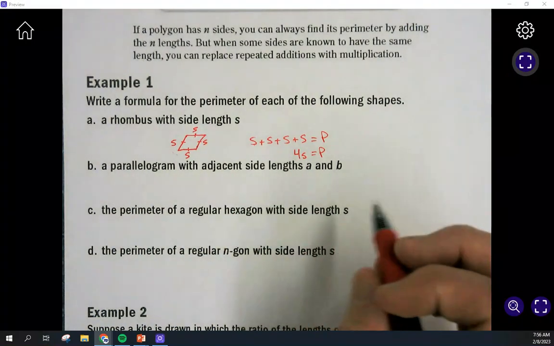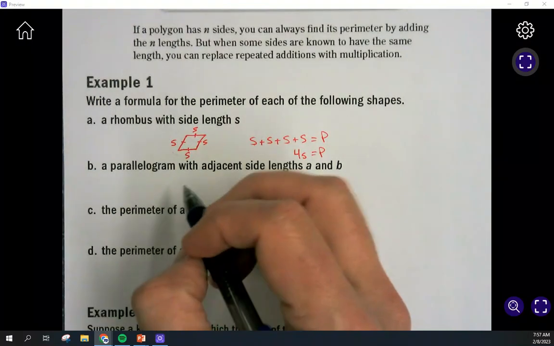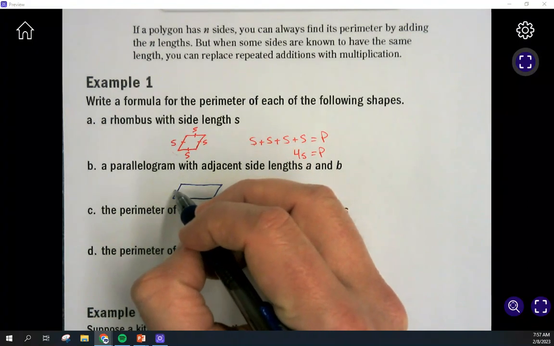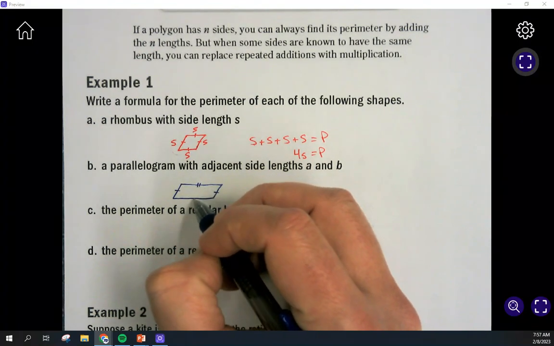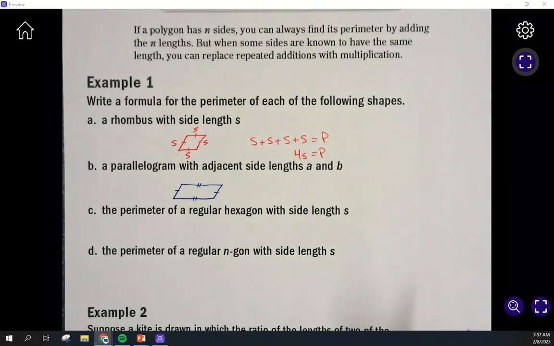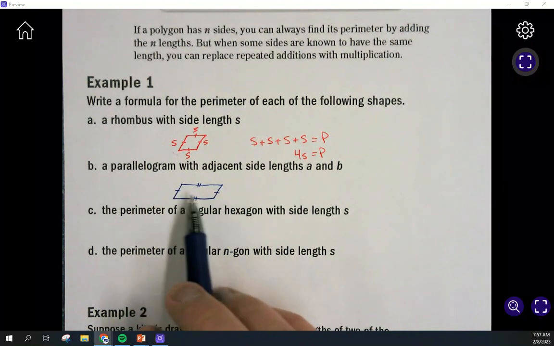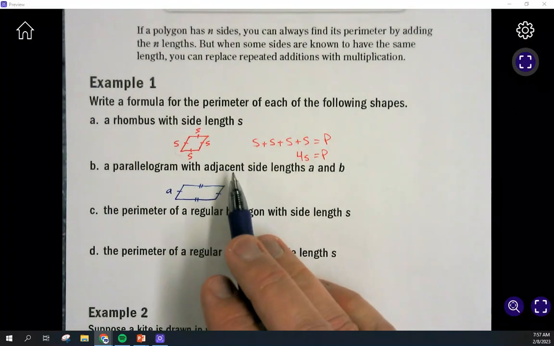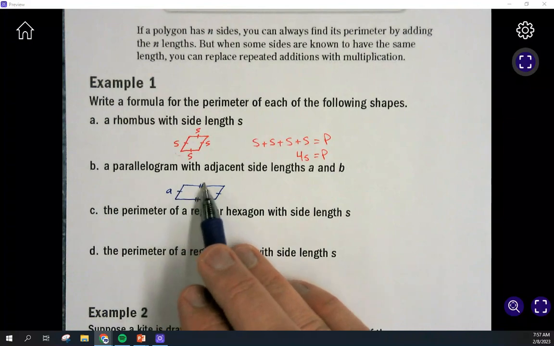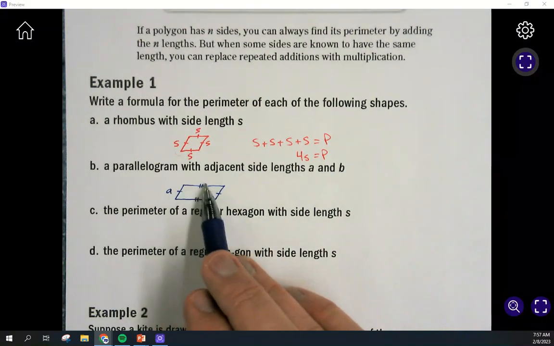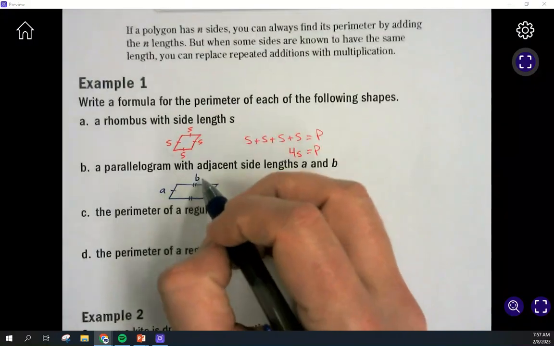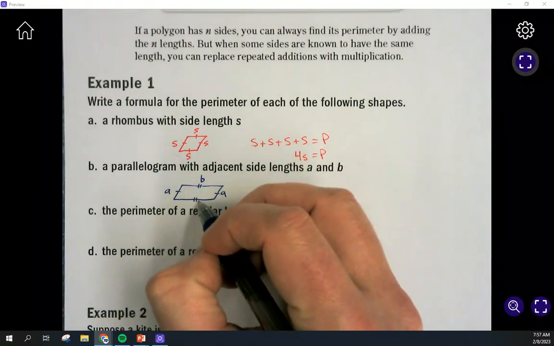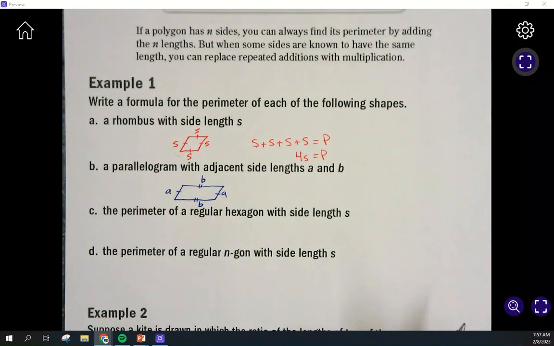Okay, a parallelogram with adjacent side lengths A and B. So we know in a parallelogram, opposite sides are equal, but they're not all necessarily equal. So your traditional parallelogram looks like this, longer sides here, shorter sides here. So we're going to call this side A. Now it says adjacent. Remember, adjacent means next to. So the adjacent side lengths are A and B. So if this side's A, so is this one. If this side's B, so is this one.